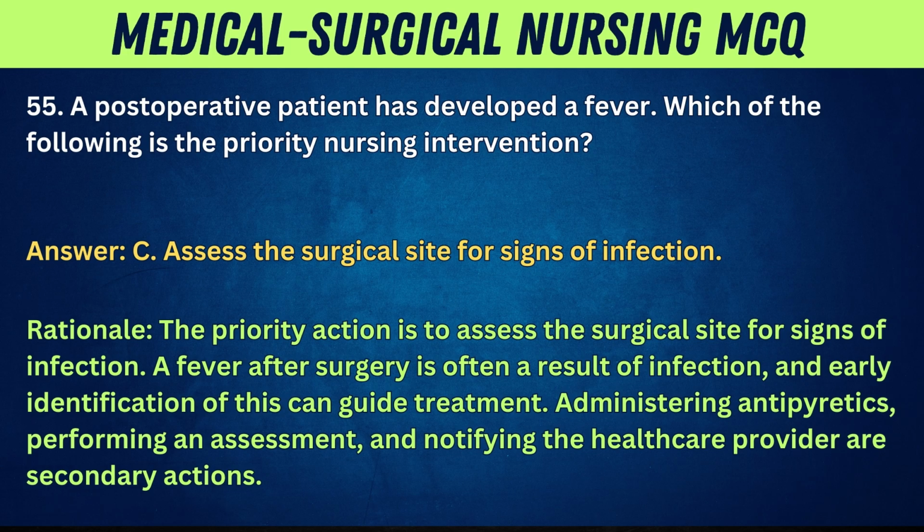Rationale: the priority action is to assess the surgical site for signs of infection. A fever after surgery is often a result of infection, and early identification of this can guide treatment. Administering antipyretics, performing an assessment, and notifying the healthcare provider are secondary actions.